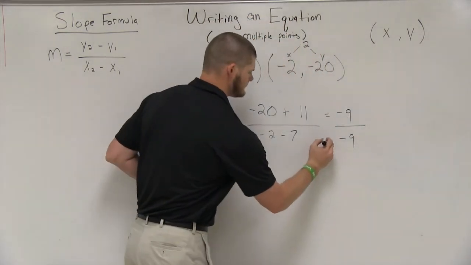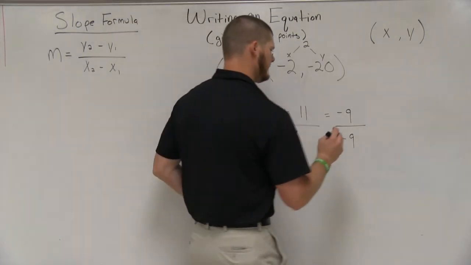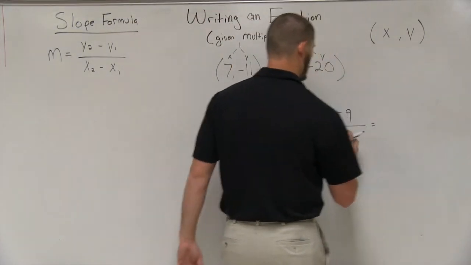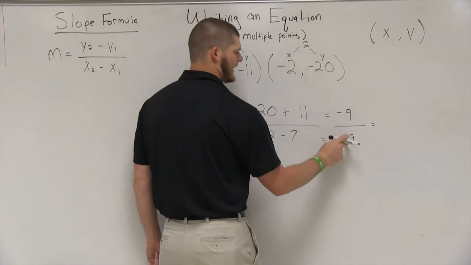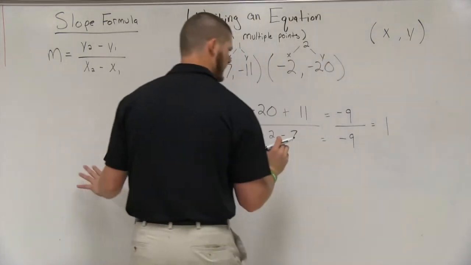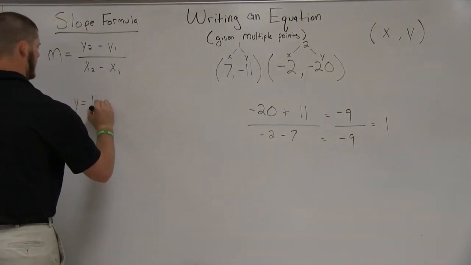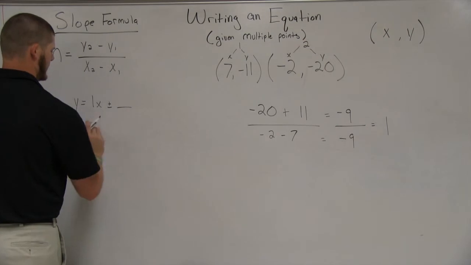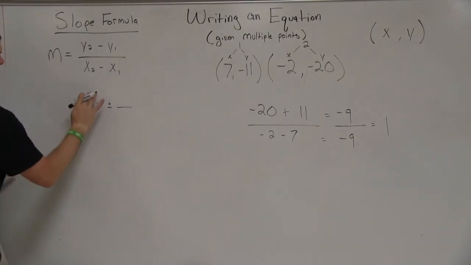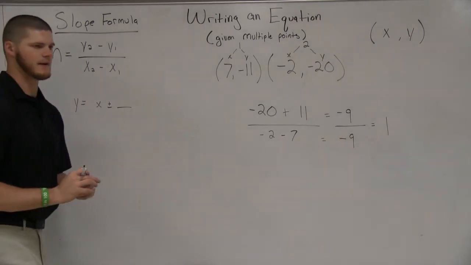Again, my negative rules say that when a negative is divided by a negative, we get a positive. So I know our answer is going to be positive. 9 over 9 is 1 whole. So my slope would be 1. So y equals 1x plus or minus something. And again, we've talked about this in several videos, but the 1 is not necessary. So this could be y equals x plus or minus something.